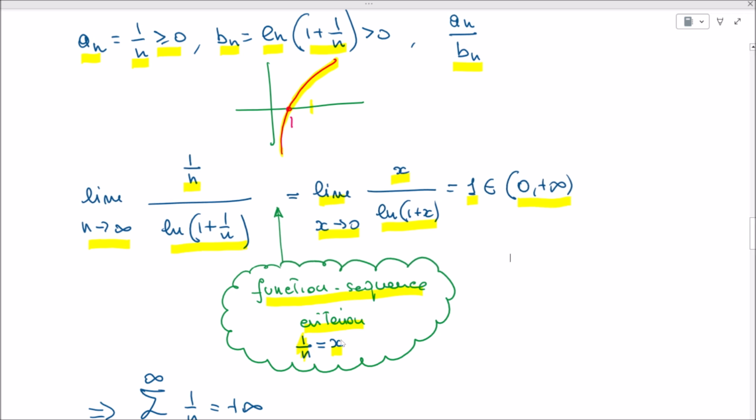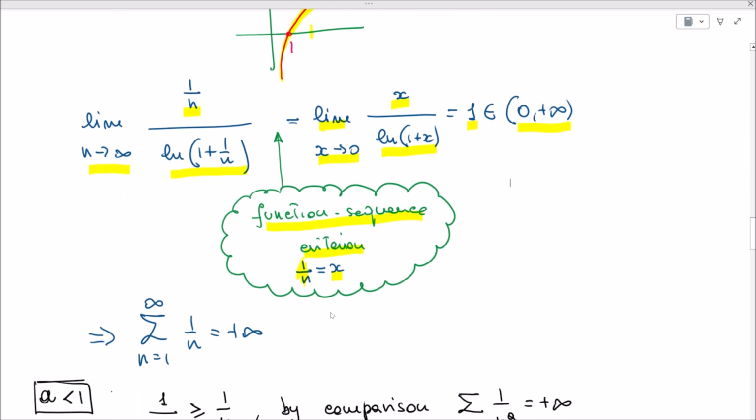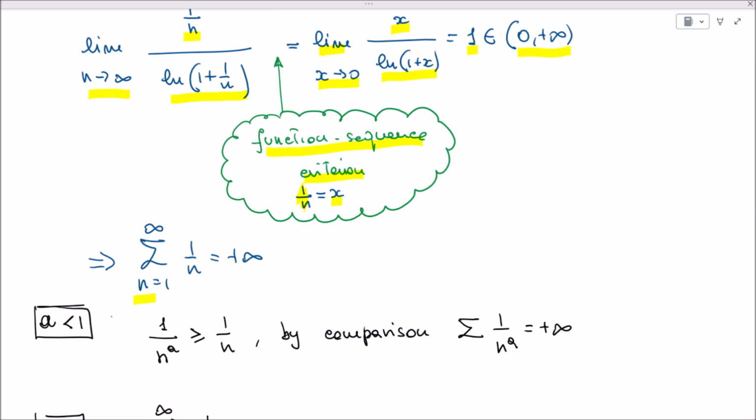So we can conclude that the sum of an, which is the harmonic series, will have exactly the same behavior as the sum of logarithm 1 plus 1 over n. So we can say that the harmonic series will diverge to plus infinity. Let's now consider the case a less than 1. Well, the sequence becomes 1 over n raised to the a, with a less than 1.